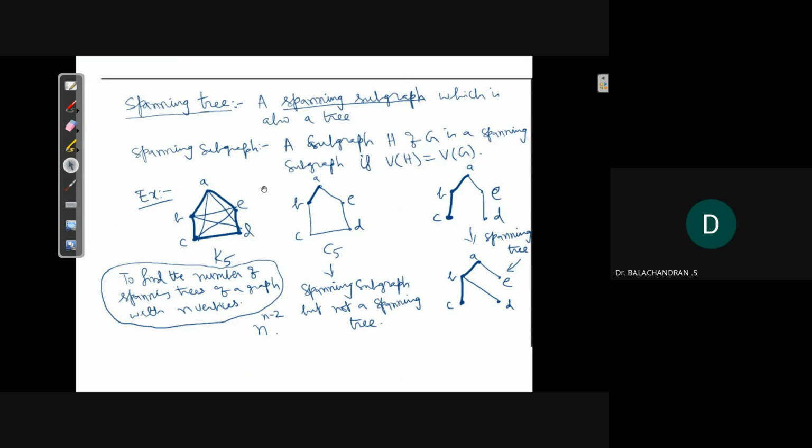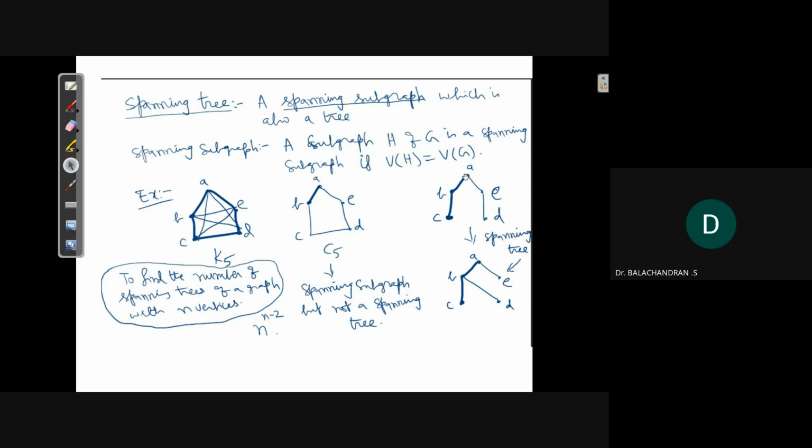Now I will give you an example. This is K5, the complete graph with 5 vertices, with vertices A, B, C, D, E. This is a spanning subgraph of K5. Why? Because the vertex set of K5 and the vertex set of this graph are the same. That's why this is a spanning subgraph of this graph. But this is not a spanning tree because it contains a cycle.